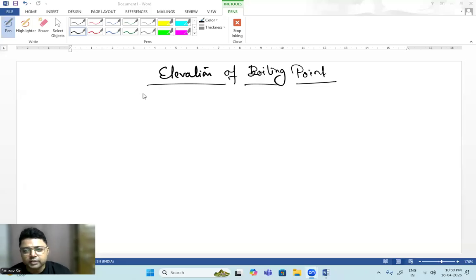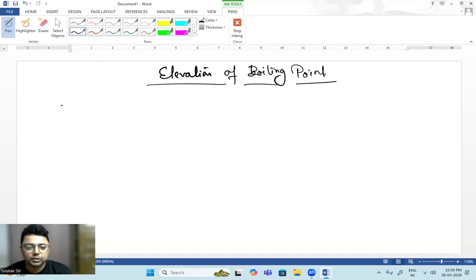So today we will start with the elevation of boiling point. This is the continuation of our colligative properties. The first colligative property that we discussed in our previous class is the relative lowering of vapor pressure. Both the lowering of vapor pressure and the relative lowering of vapor pressure we have discussed in our previous class. Now today we will discuss the elevation of boiling point.